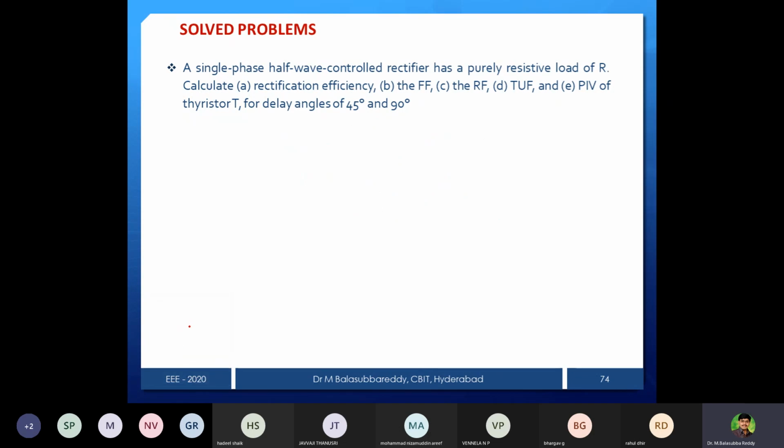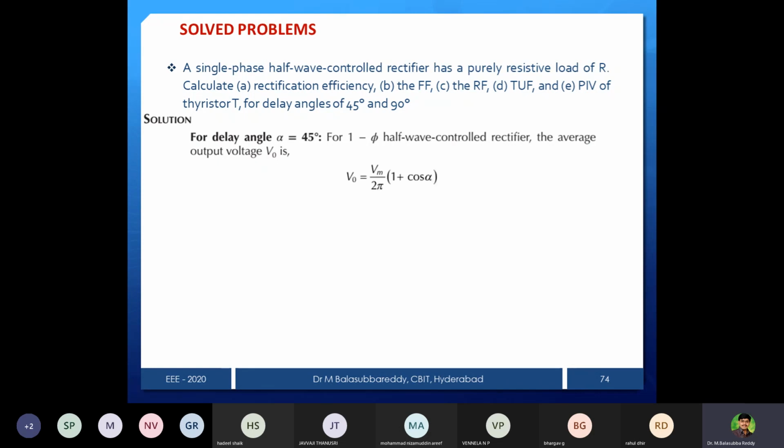In that aspect, for the second alpha you can repeat the problem by changing the alpha value. That's the only difference. So alpha is 45 degrees, you can substitute. And then what is the VDC? To write VDC, what do we require? Which controller? Half wave controller. So for the half wave controller you can write Vm by 2 pi into 1 plus cos alpha. Now I know the average expression.